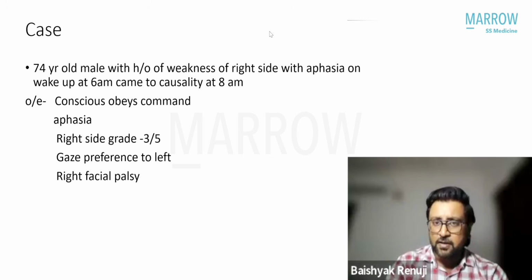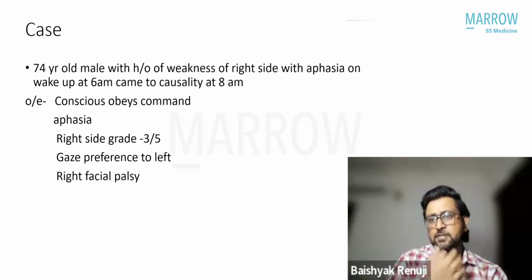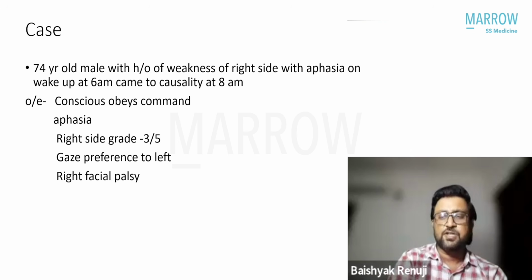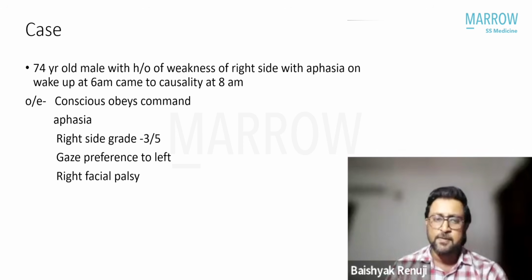Always think you have to include an SWI also or a gradient image also, because it can be a bleed. A bleed will be missed in diffusion, because a bleed also will show diffusion restriction. A bleed may be missed in the FLAIR image. So always think, even if you are taking diffusion FLAIR, always cross-check with the SWI image. If you are going with the MRI protocol, SWI or GRE, whatever it is.